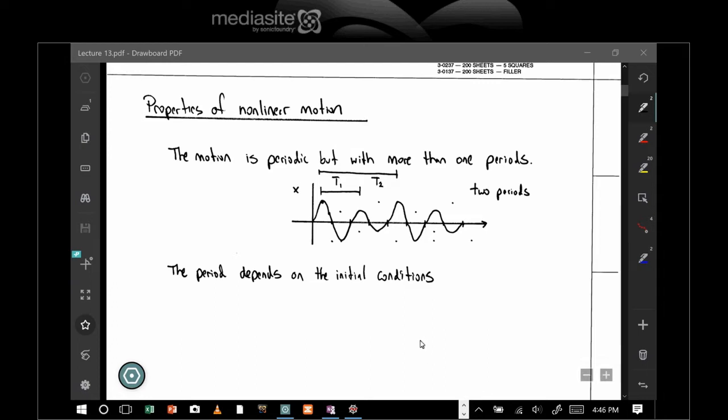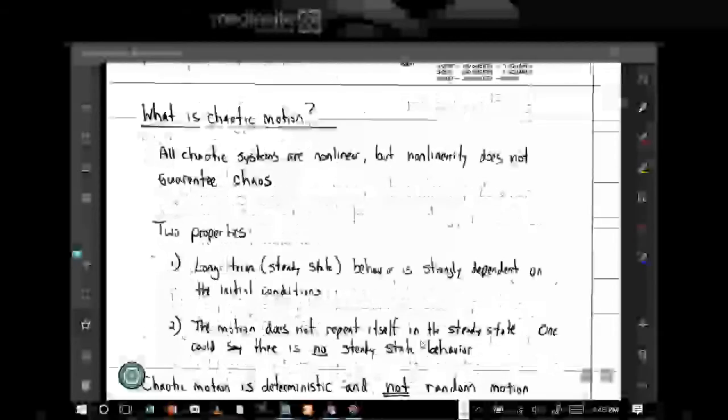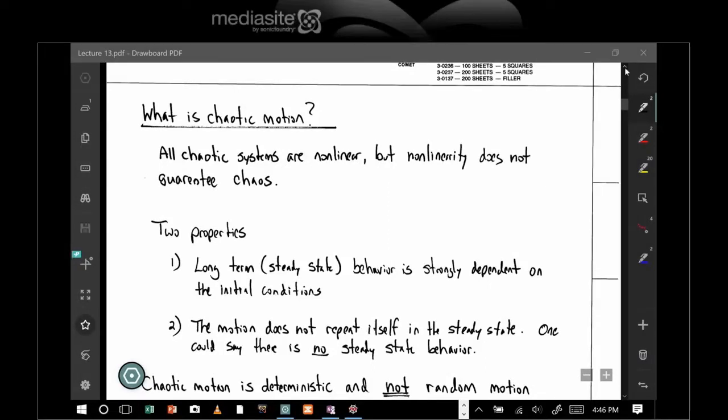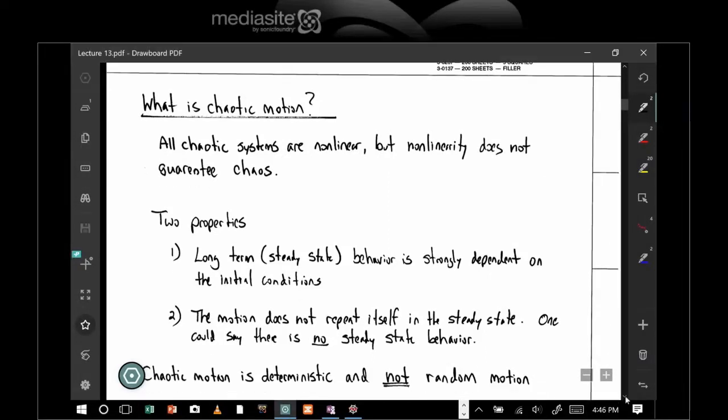Now, let's talk a little bit about chaotic motion. All right. So nonlinearity and chaos are different. All chaotic systems have to be nonlinear, but not all nonlinear systems are chaotic. The chaotic system we're going to be looking at is a damped-driven pendulum. Now a simple pendulum is a nonlinear system, but it's not a chaotic system. But the damped-driven pendulum is a chaotic system, so we're going to look at that particular system.